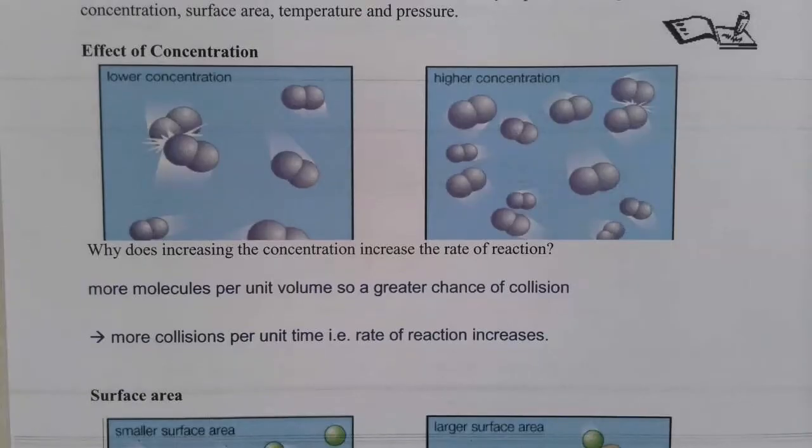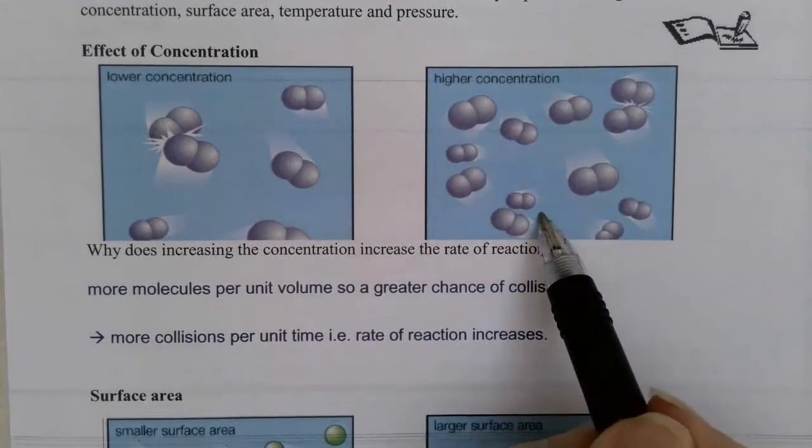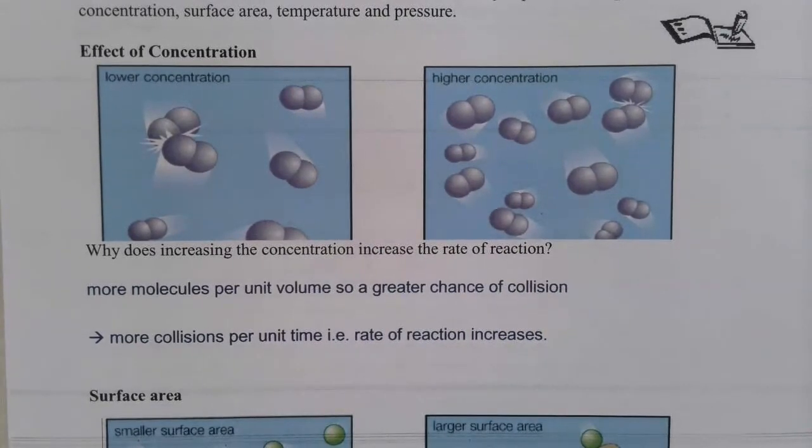So the first one we're going to look at is the effect of concentration. So I've got low concentration, high concentration. I've simply got more particles in my high concentration. So there's more molecules per unit volume. In other words, there's more particles in a given space. So there's going to be a much greater chance of collision. And that means there's going to be more collisions per unit time.